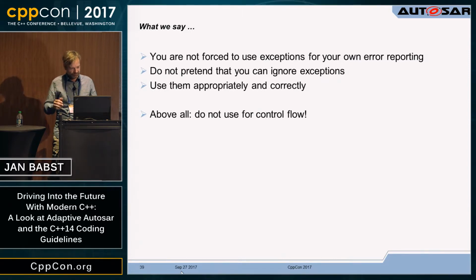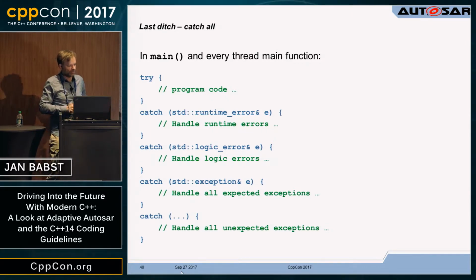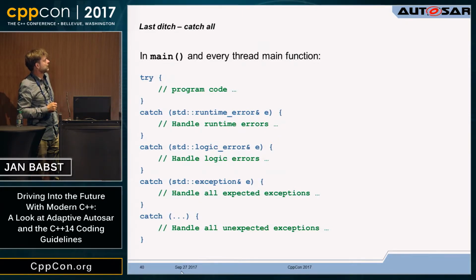But if you use them, then you have to follow some rules, roughly 40 rules in the guidelines, to handle exceptions correctly. And one of the major rules is don't use them for control flow. And another thing, which is a characteristic of the systems we're dealing with, is that we have this last-ditch catch-all. So in the main function and in every thread's main function, we catch all exceptions.